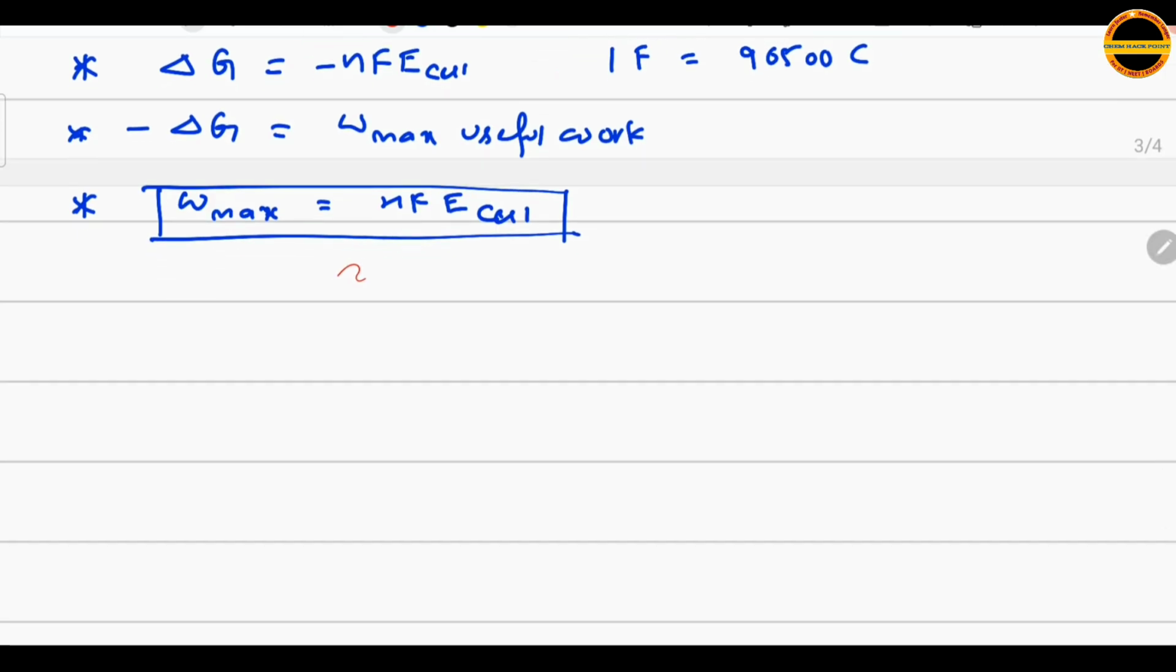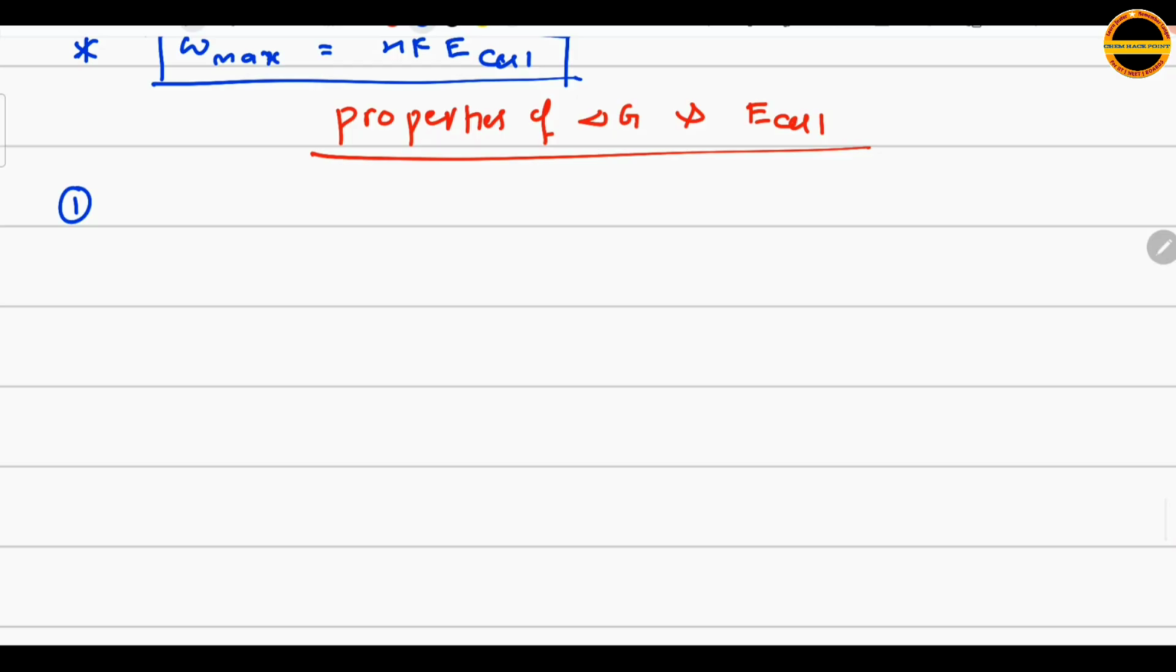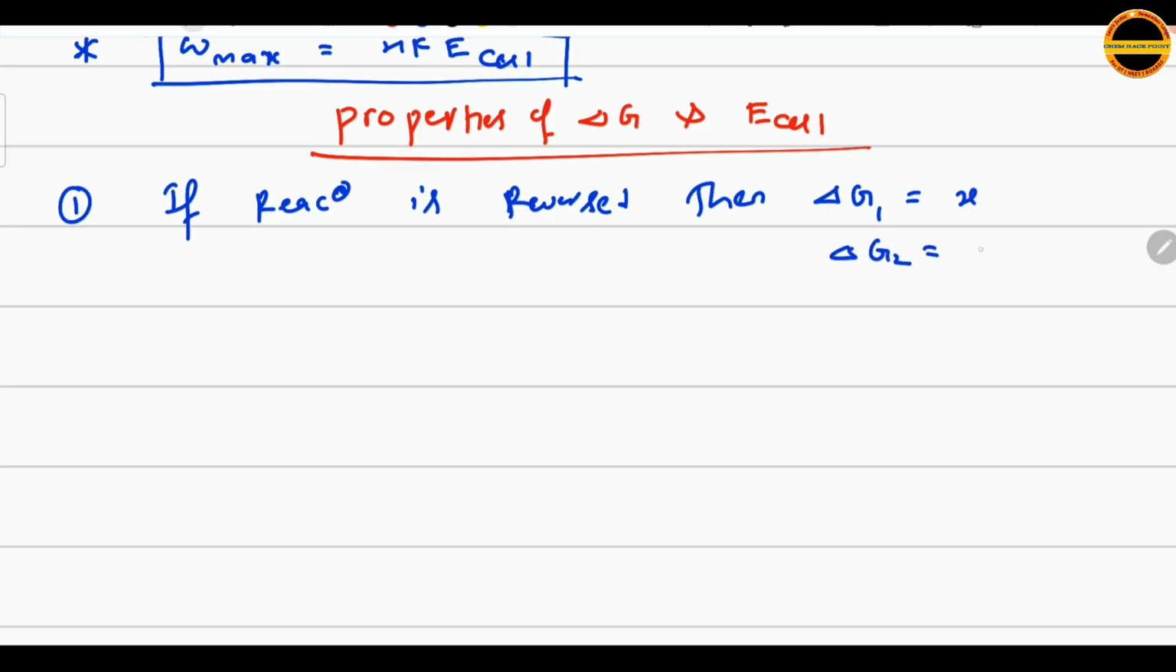Next, properties of delta G and delta E, or you can specify it as E cell. Property number 1: if the reaction is reversed, assume that delta G1 is X. Then delta G2 after reversing the reaction becomes minus X.